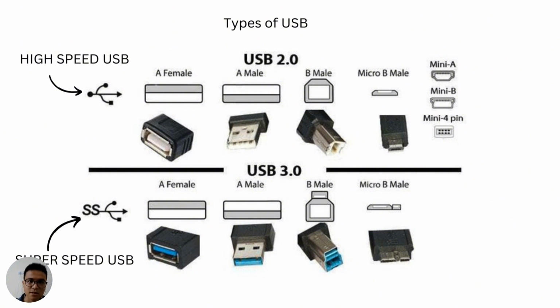And for USB 3.0, this logo has the SS at the front. It means SuperSpeed USB, and the logo is like this: A female, A male, B male, micro B male.